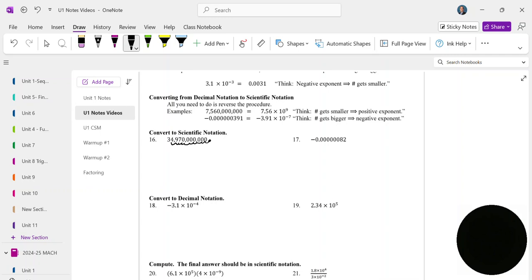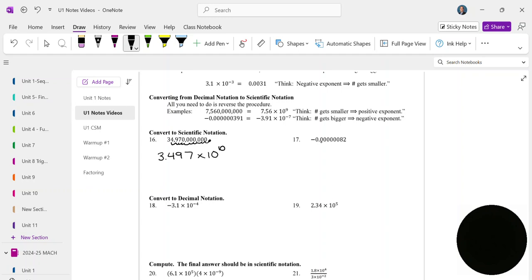So now it's 3.497 times, and we basically moved 10 spaces, so it'd be times 10 to the 10th because we went to the left.